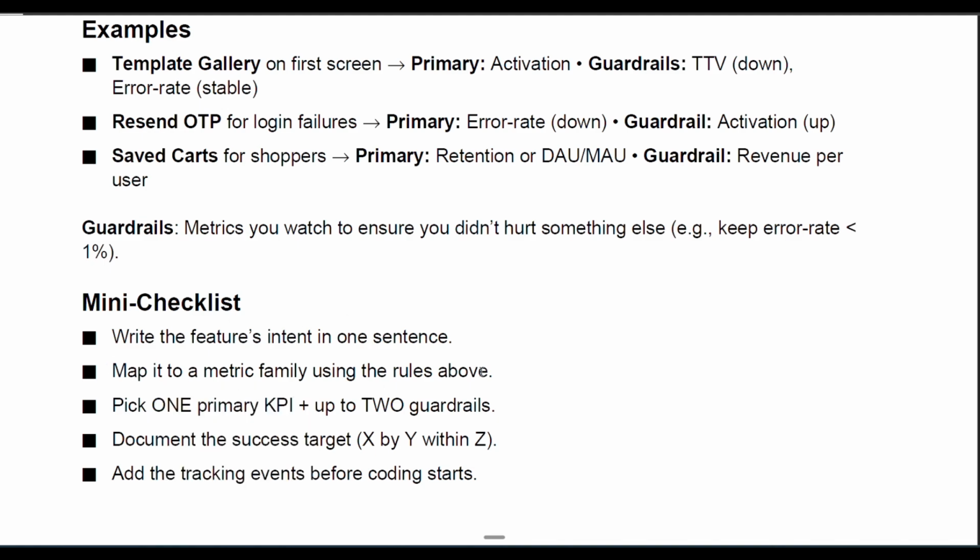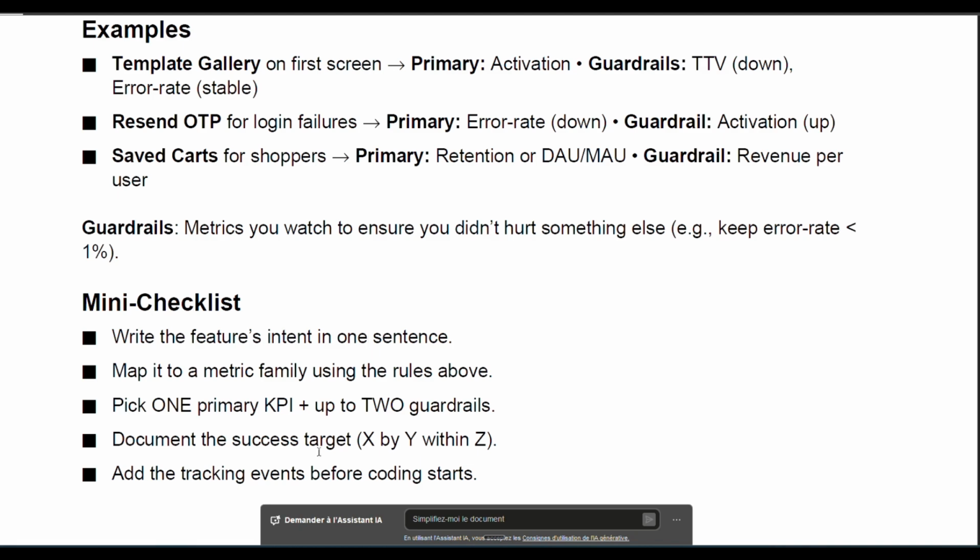Map it to a metric family using the rules above, right? Then pick one primary KPI and up to two guardrails. I would highly recommend you not to make it more complicated and add more, but let's just be like one or one and two. So basically a package of 1:1 or 1:2, right?